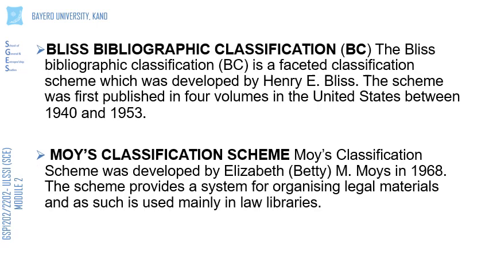We also have the Bliss Bibliographic Classification, which is a faceted classification scheme developed by Henry B. Bliss. The scheme was first published in 4 volumes in the United States between 1940 and 1953. We have the Moys classification. The Moys classification scheme was developed by Elizabeth Betty M. Moys in 1968. The scheme provides a system for organizing legal material and as such is used mainly in law libraries. So these are schemes used for law collections.